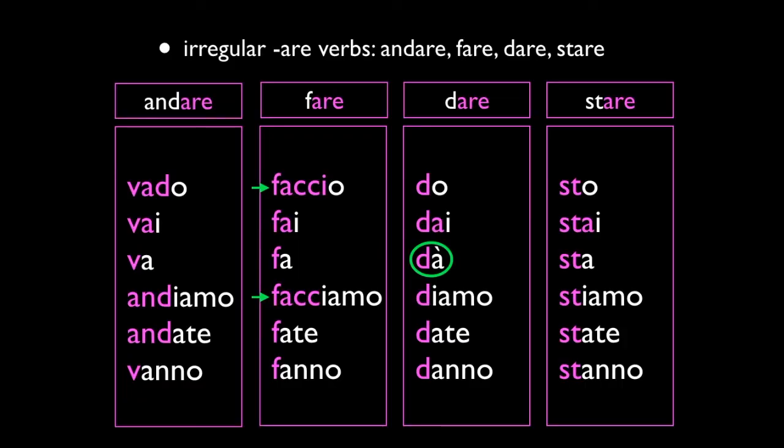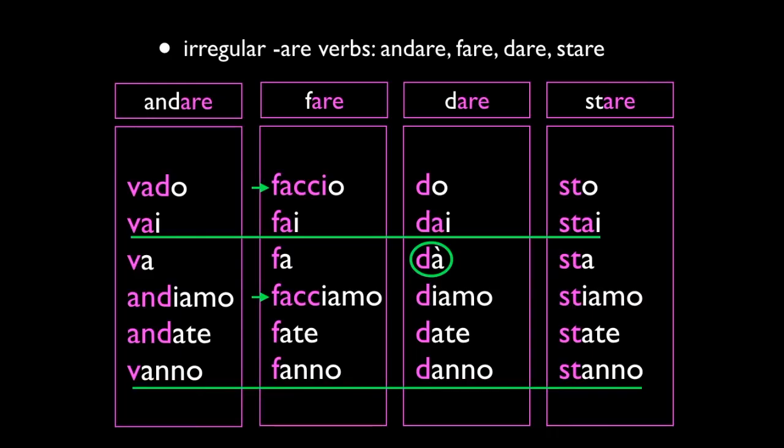But you'll see that all of these have this in common, that the tu form actually adds an AI at the end. So andare is vai, V-A-I, and fare is fai, dare, dai, and stare, stai. Of course, the other commonality that all of these have is that they have a double N in the they form. Okay, so those are those 4 verbs.